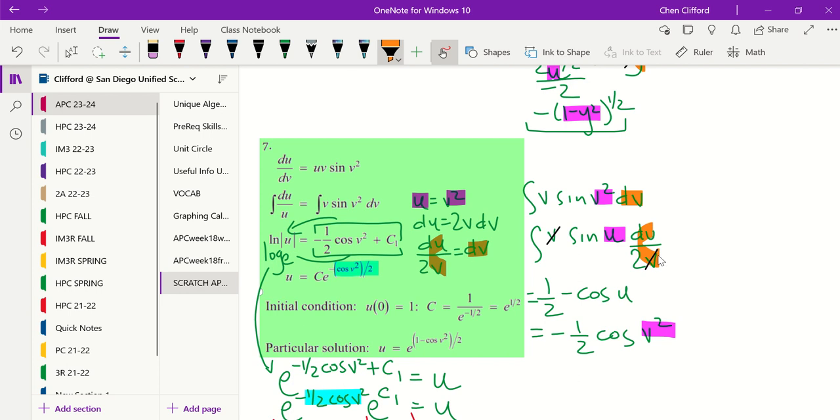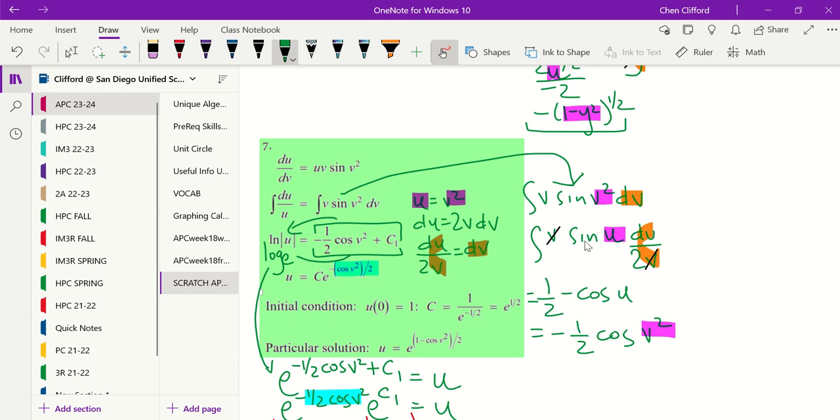And let's see. Okay, so basically I literally just copied this right here. Yeah, the v squared got substituted with the u. That's what we got here. The dv got substituted with du over 2v. Now the v just got carried down here, and then it cancels with this v.